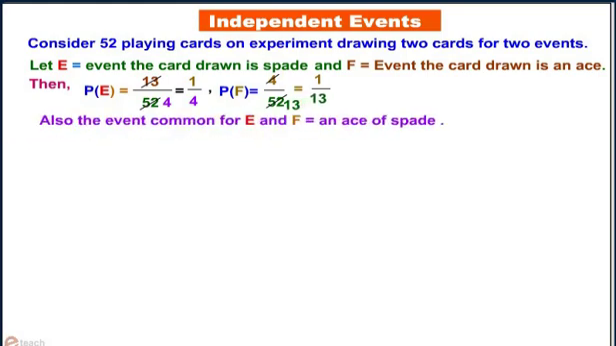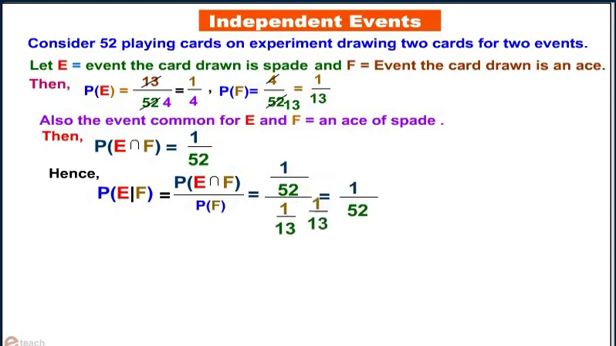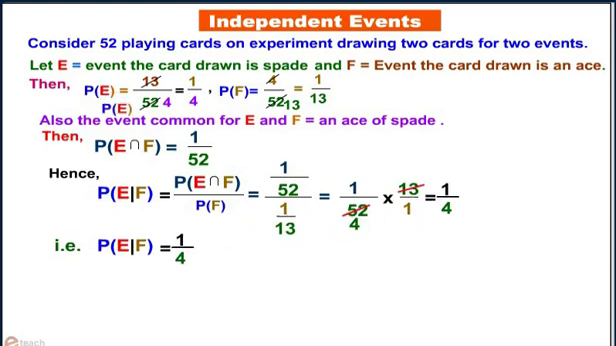Also, the event common to E and F is the ace of spade. Then probability of E intersection F equals 1 by 52. Hence, probability of E given F equals 1 by 52 divided by 1 by 13, which is equal to 1 by 4. That is, probability of E given F equals 1 by 4, which is also equal to probability of E.